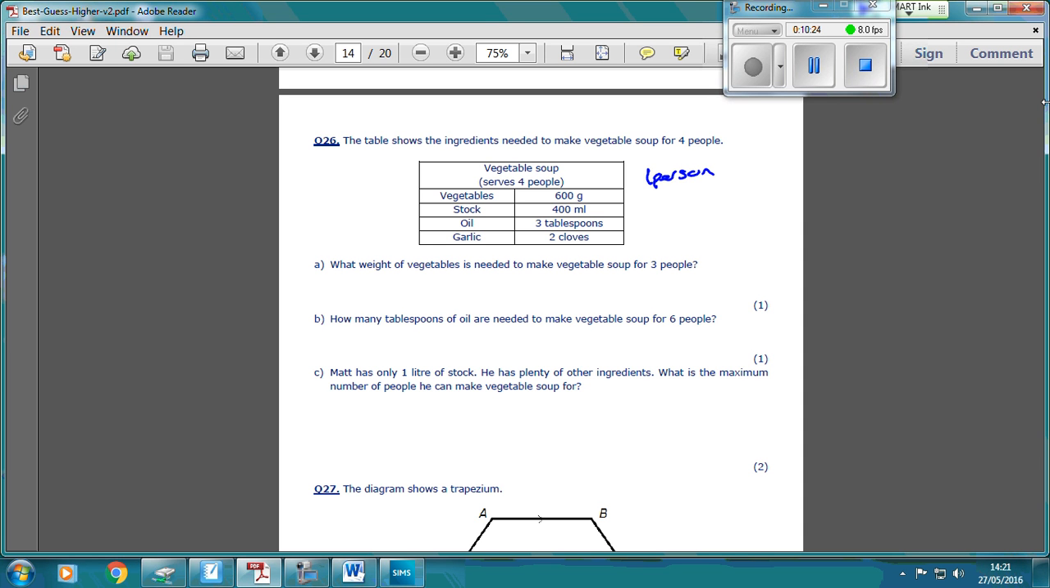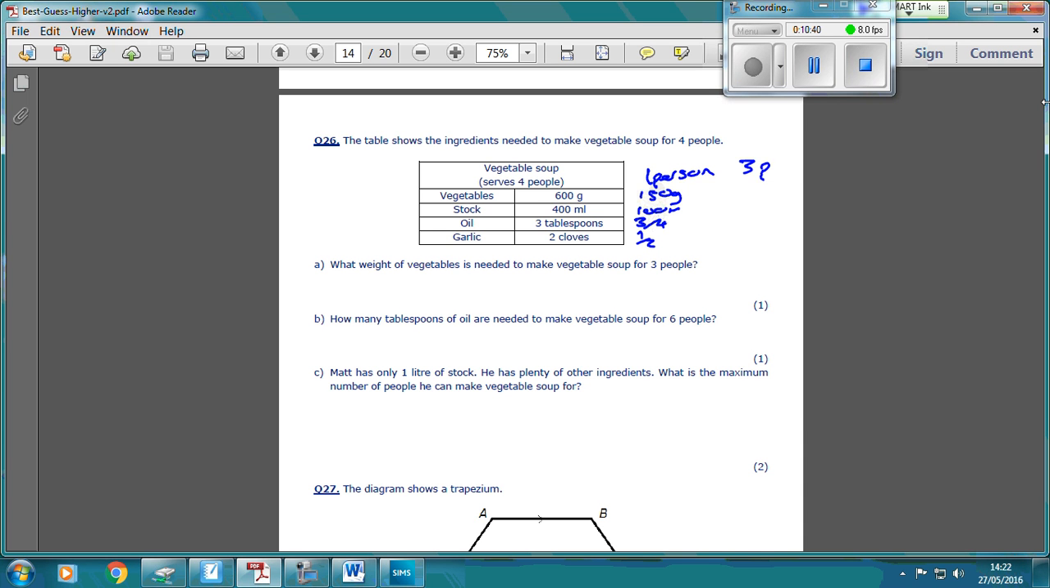So what we're going to do is find a quarter of the recipe. So that's going to be 150 grams. It's going to be 100 mils. If we do 3 divided by 4, it's just 3/4. 2 divided by 4 is going to be 1/2. So that's what we need for 1 person.